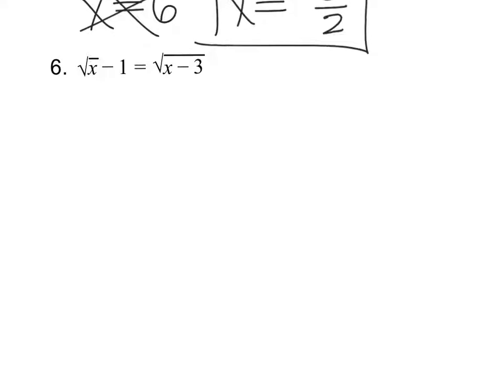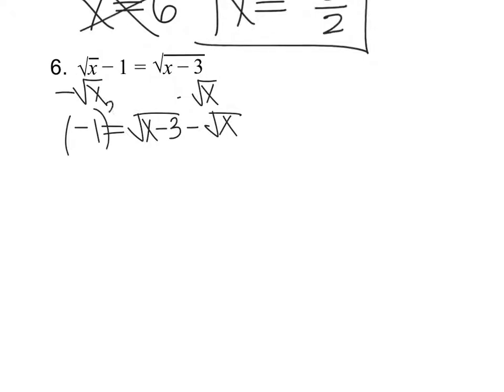Next example, we have the square root of x minus 1 equals the square root of x minus 3. So before we can raise each side to a power, we have to isolate our radical. In this case, I'm going to subtract the square root of x from both sides. So we get negative 1 equals the square root of x minus 3 minus the square root of x.